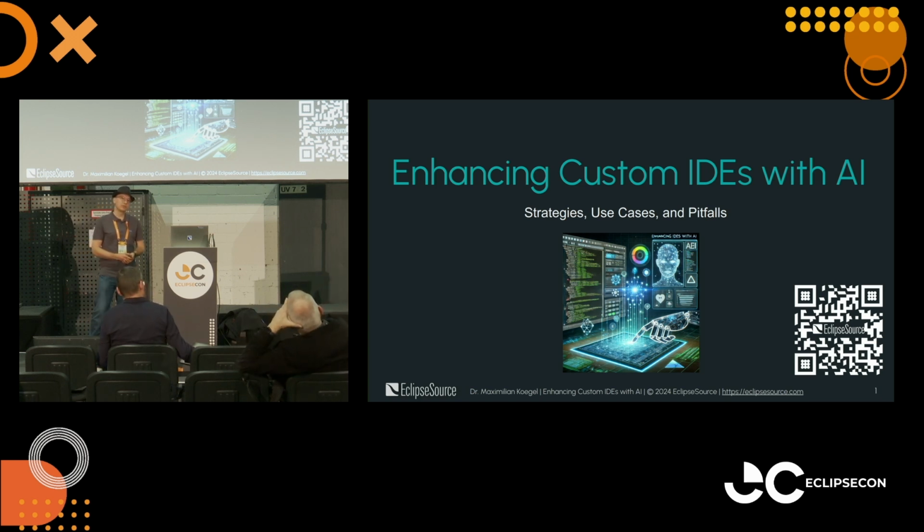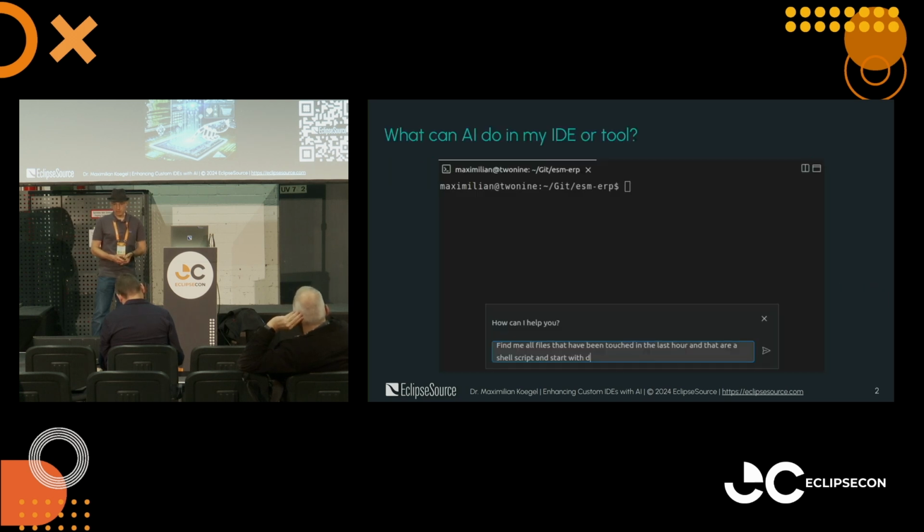This talk is going to be on a strategic level, and it's going to discuss use cases and especially pitfalls and some advice on how to implement that. My name is Maximilian. I'm working for Eclipse Source, and I've been working with AI now for almost 2 years, and I've been mainly integrating that into custom IDEs and tools, and this is a little bit of the experience that we picked up during that time.